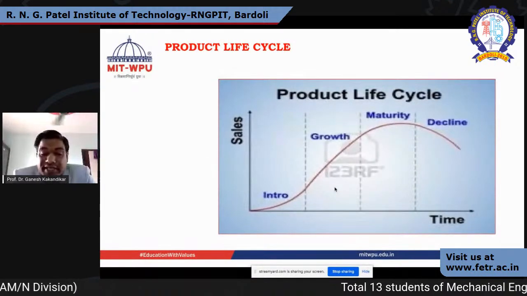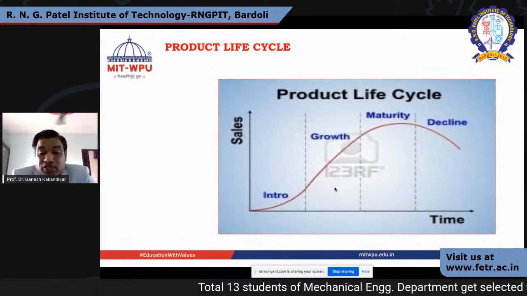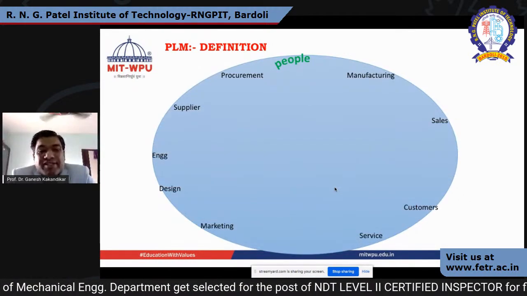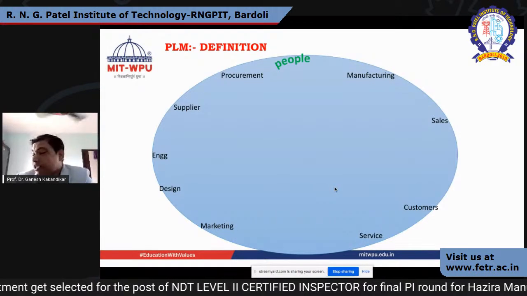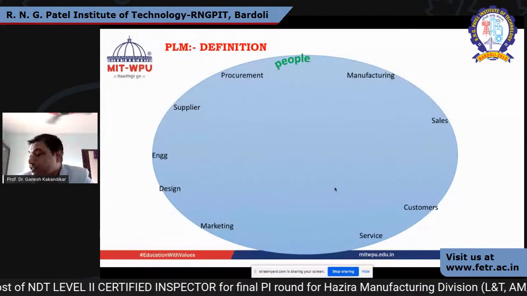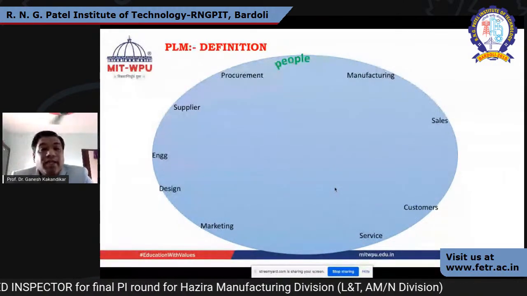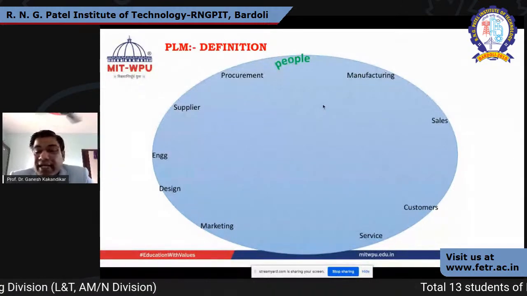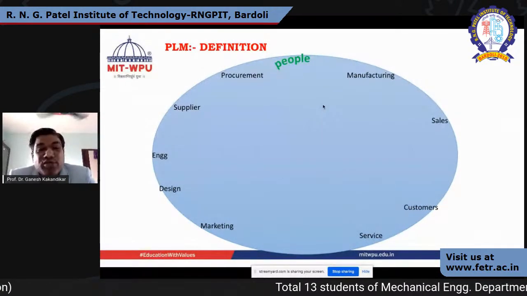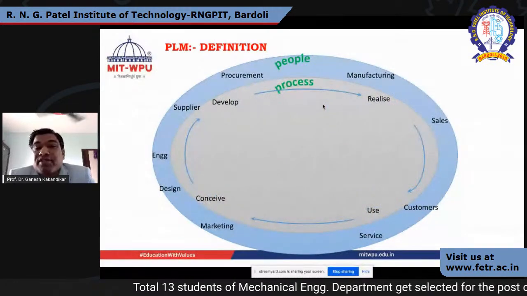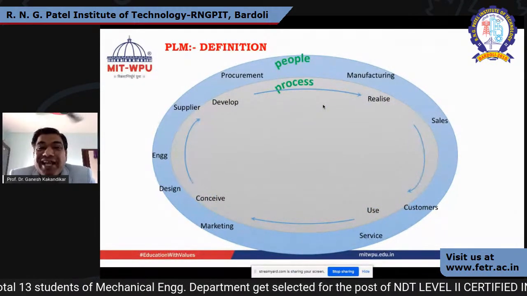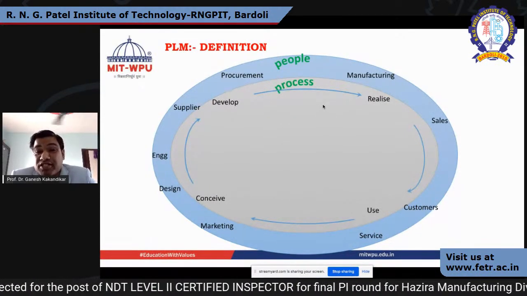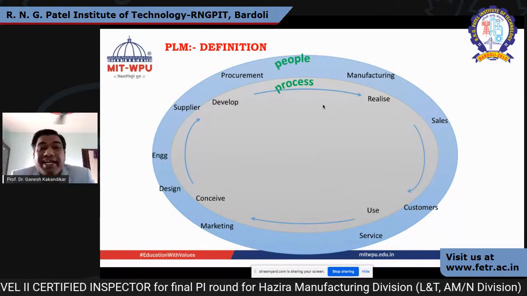Now let us try to understand what role mechanical engineers play here and how it works. In the manufacturing scenario, we are the people who are working. We are the engineers, the manpower. People are working in manufacturing, sales, customer service, marketing, design, engineering, supply. All the departments have people working, and those are experts. We work on certain processes. We develop processes. We realize processes. We use processes. We define and conceive new processes. So we work with certain standardized processes.